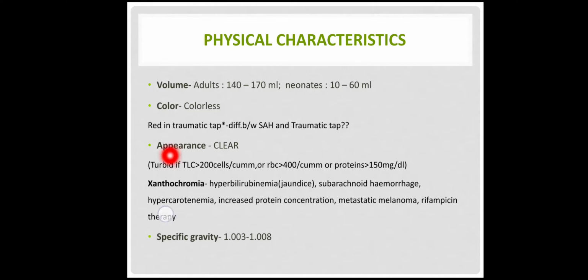Now xanthochromia, as I already told you, is due to various conditions like hyperbilirubinemia, jaundice, subarachnoid hemorrhage, hypercarotenemia, increased protein concentration in the CSF, in case of metastatic melanoma, or due to rifampicin intake. So in xanthochromia, basically the CSF after centrifugation appears pale pink to yellow in color. Now specific gravity normal is 1.003 to 1.008.